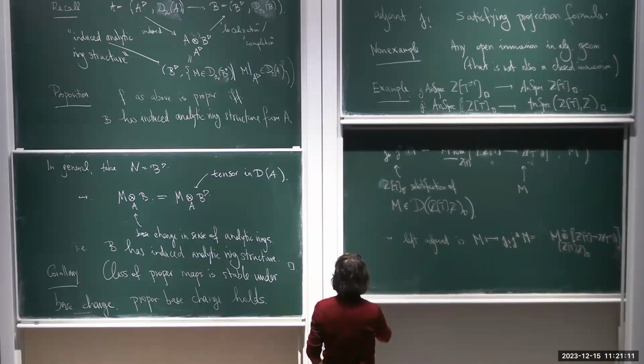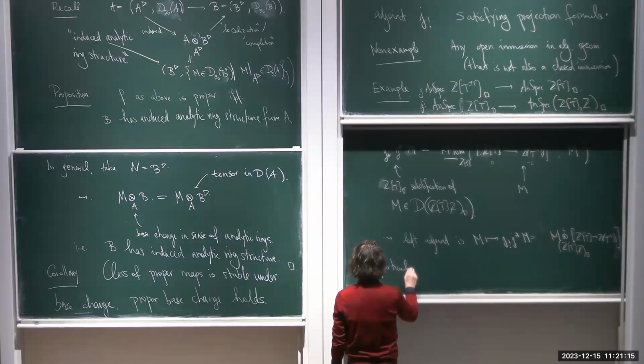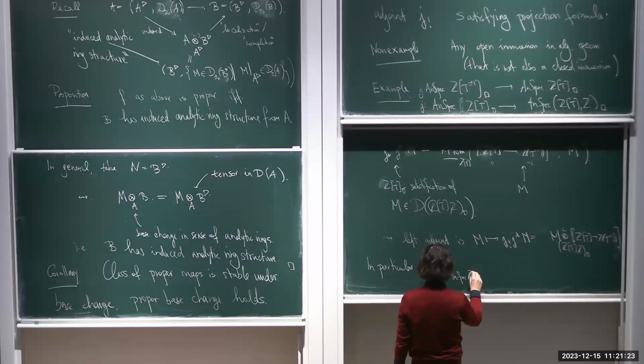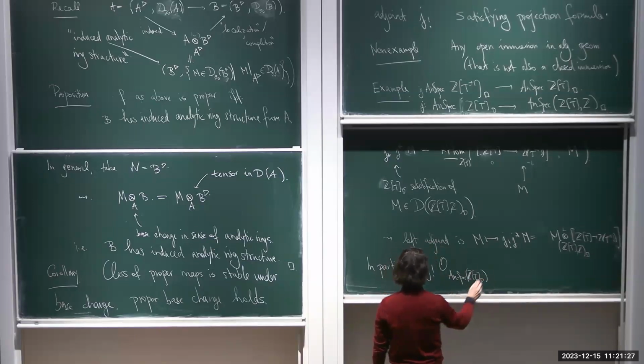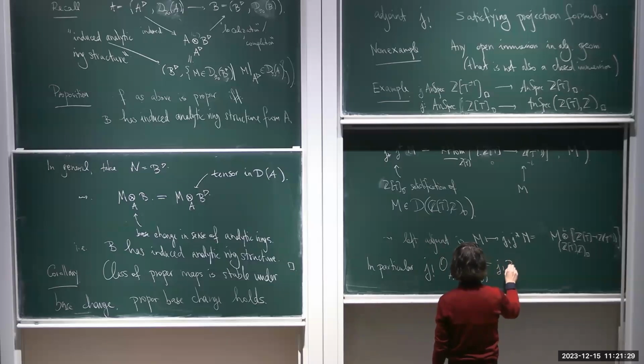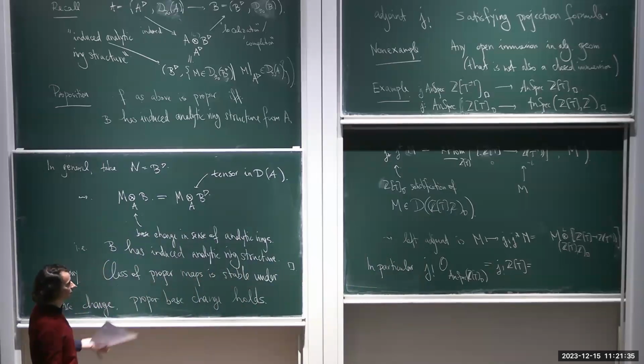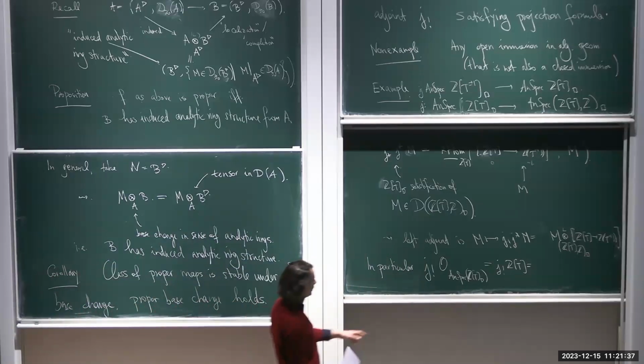So in particular, the lower shriek of the structure sheaf of Spec, i.e. the upper shriek of Spec Z[T]. So this should be like the compactly supported coherent cohomology, in some sense, of the affine line.